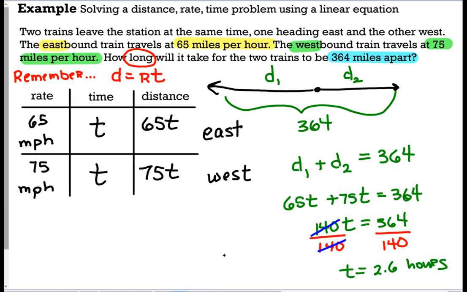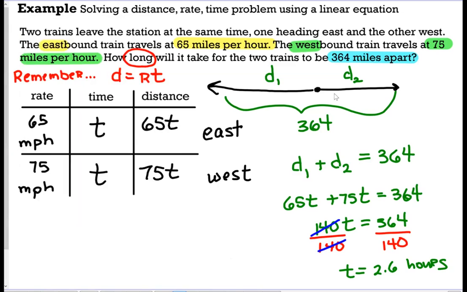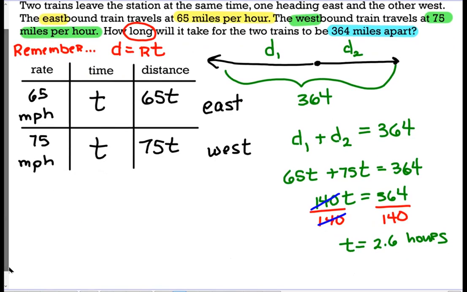So if you think about that, let me see if I can get my calculator back. Okay, 60 times 0.6, 36 minutes. So 2.6 hours is equivalent to 2 hours and 36 minutes. Okay, but 2.6 is fine.